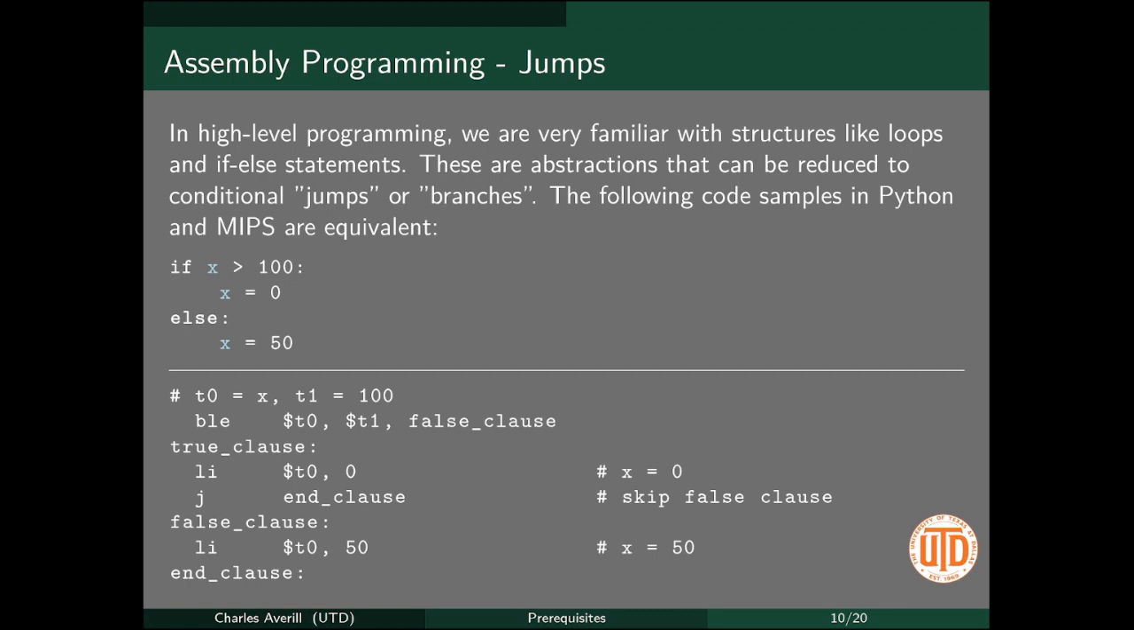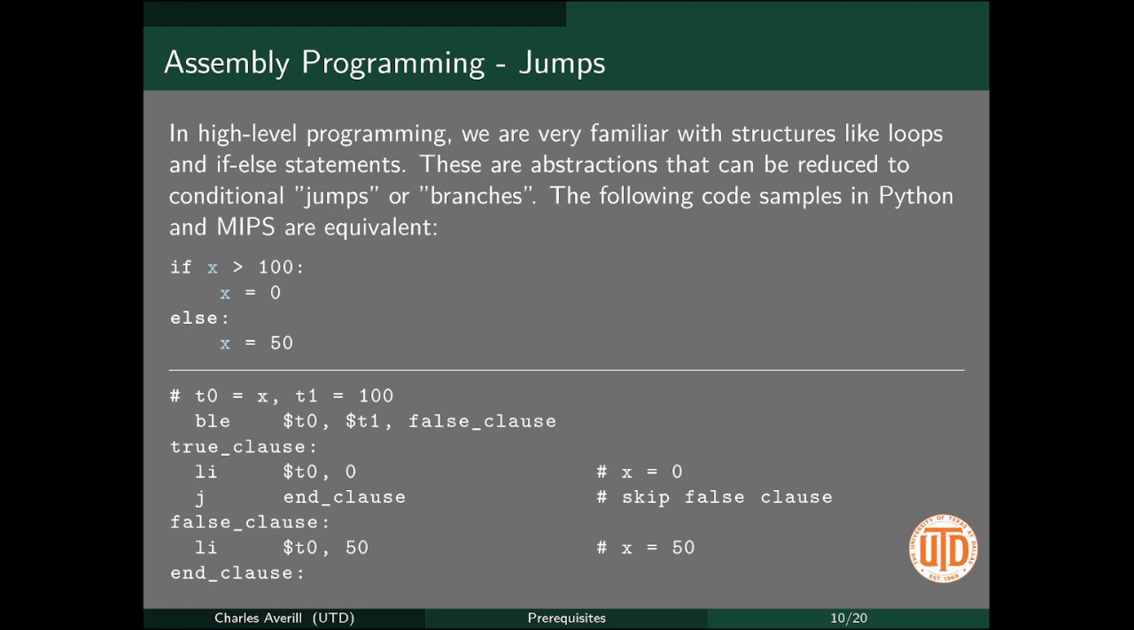But if x is greater than 100, that BLE, the branch if less than or equal to, is going to return false, so it's not going to branch. Instead it's going to fall through to this true clause, which is what would happen if x was greater than 100. So we're going to load immediate, and we're going to load 0 into T0, which is, again, kind of like setting x to 0.